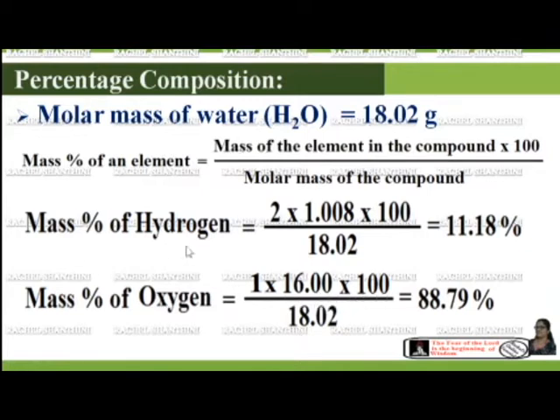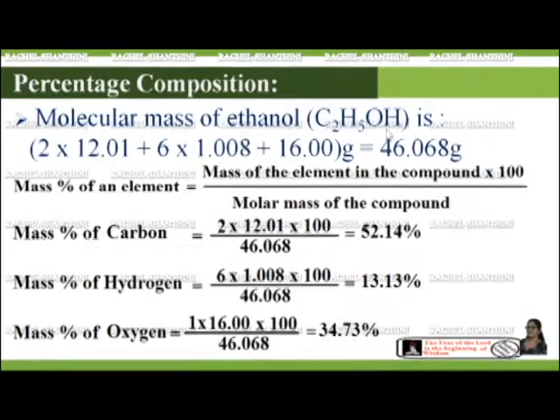So the mass percentage of hydrogen is 11.18% and the mass percentage of oxygen is 88.79% in water molecule. Let us take another example, ethanol.